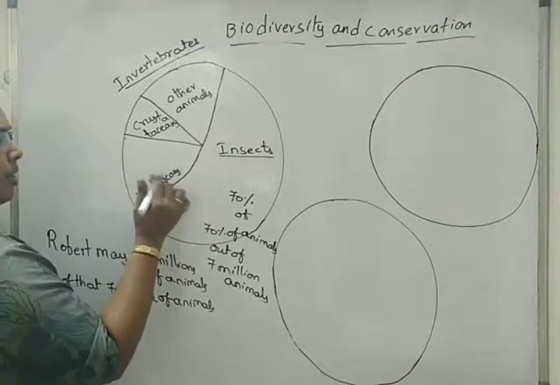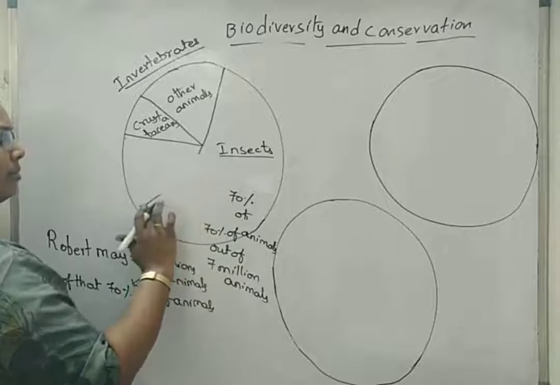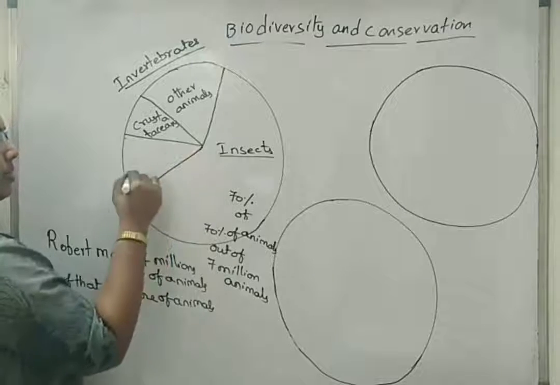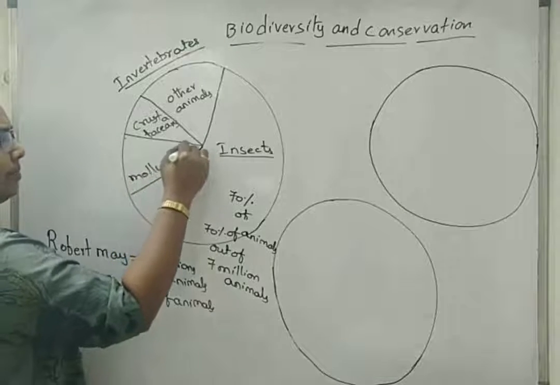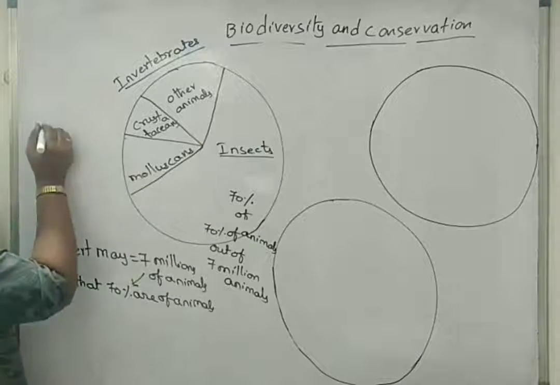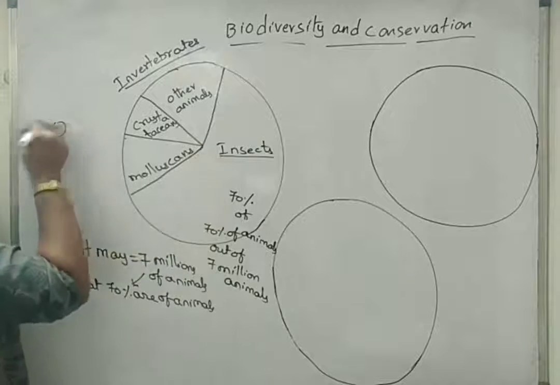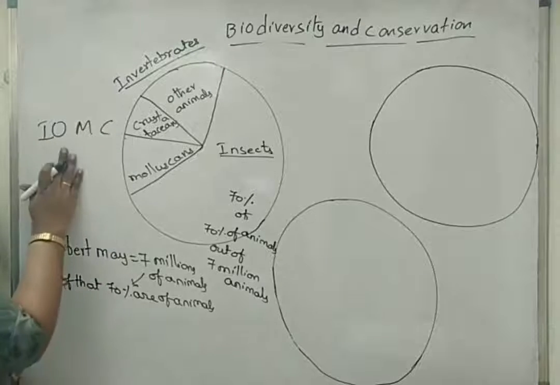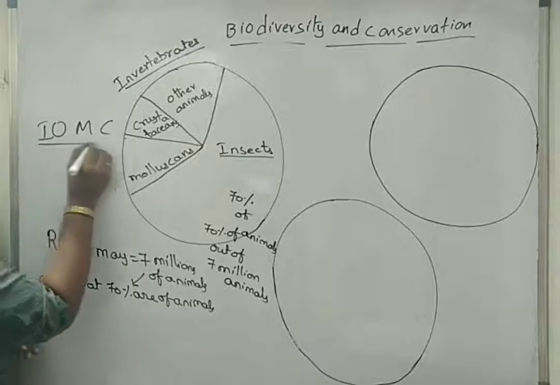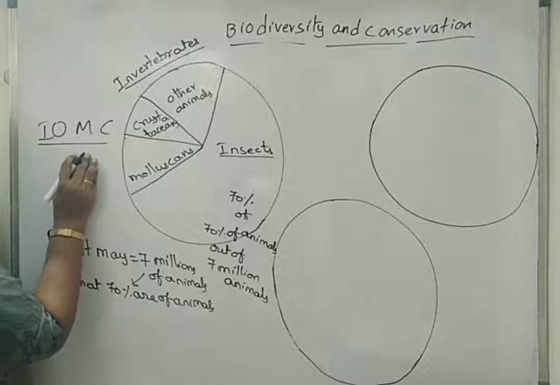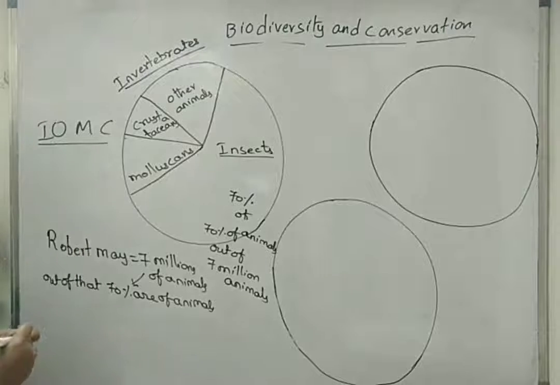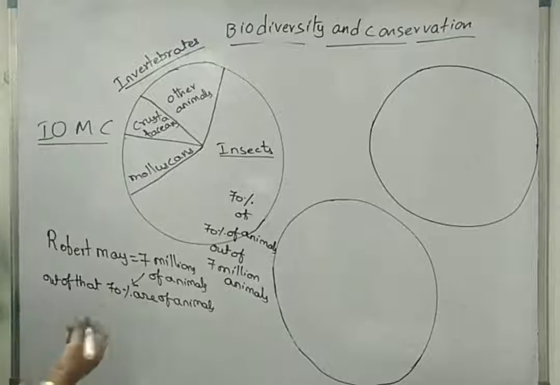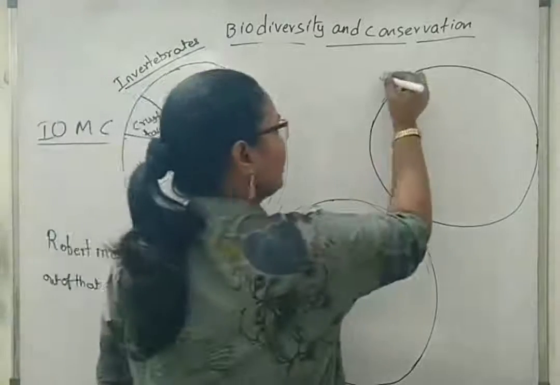Next priority goes to molluscans. Molluscans are more in number, but we can consider them equal to other types of animals. So here will be molluscans. Here we can give one sequence: insects, other animals, molluscans and crustaceans. You can frame your own mnemonics for this. If you remember this letter sequence, it is easy, because all over your syllabus you are framing many mnemonics. Just remember IOMC. Next, coming to vertebrates.